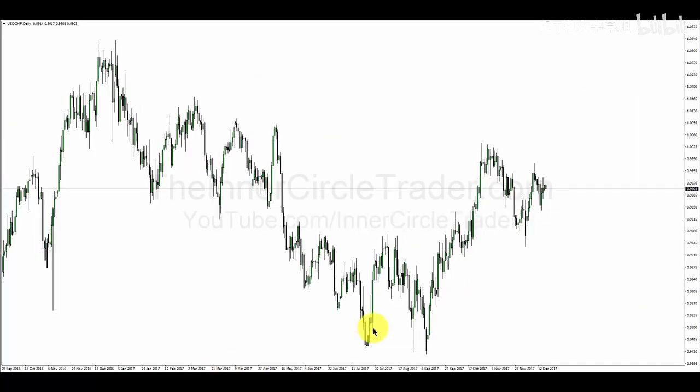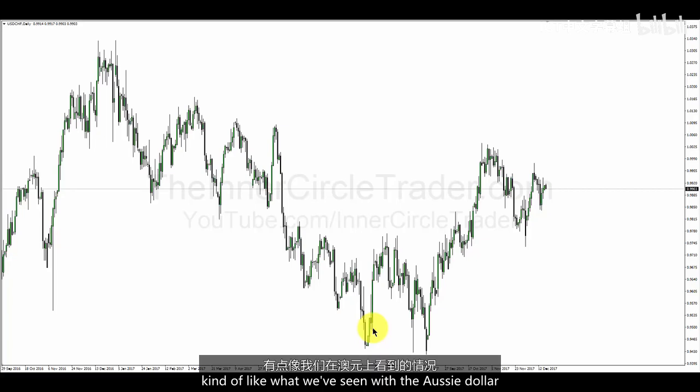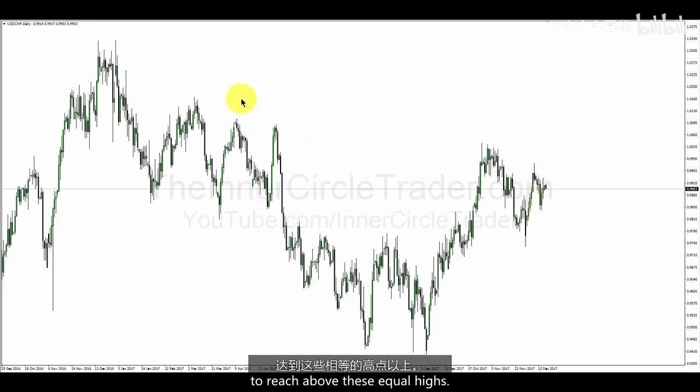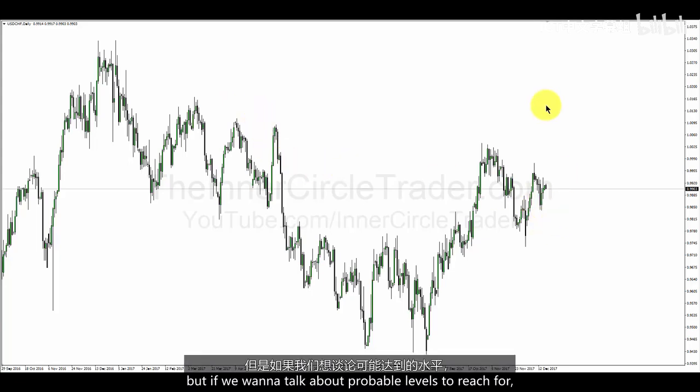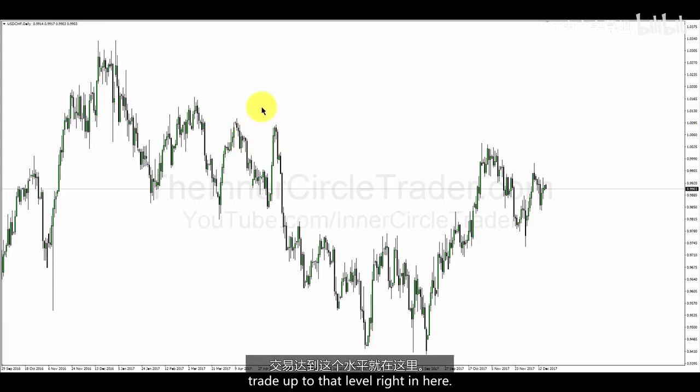Okay, and then we have the dollar Swissy, kind of like what we've seen with the Aussie dollar, and it doesn't have a real directional bias yet. We do have price coming down below these equal lows. We ran through that and rejected, so we may have an attempt to get it back above here, but if you go a little bit to the left further, we have relative equal highs here. So if we have that dollar bullishness, we could see another leg higher to reach above these equal highs. So I don't like that one so much, but if we want to talk about probable levels to reach for dollar Swissy, we could possibly see it trade up to that level right in here.